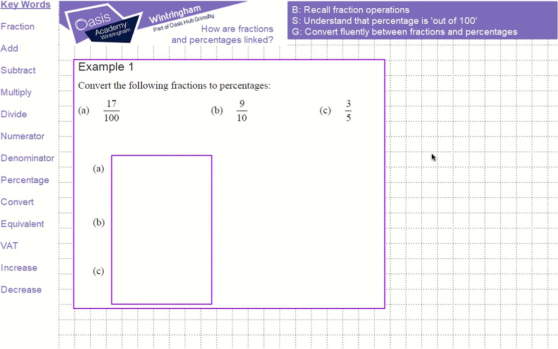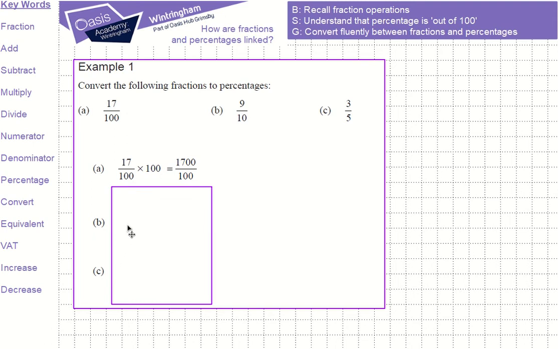So example number 1 for today. Convert the following fractions to percentages. Part A 17 over 100, Part B 9 over 10, Part C 3 over 5. Can you write down Part A 17 over 100, and we'll look at how we convert these fractions to percentages.